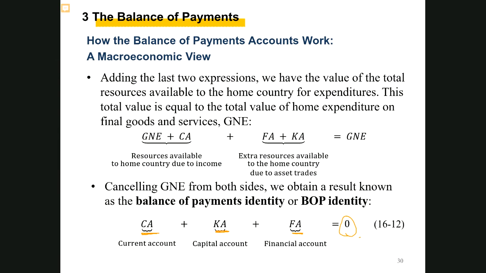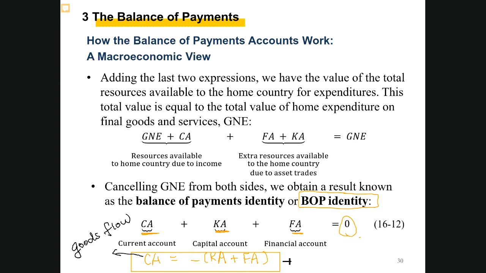That's related to international economy, the BOP identity. In other words, this equation should always hold. For me, I just interpret it as this being the goods flow, right? And this part means the money flow, right?